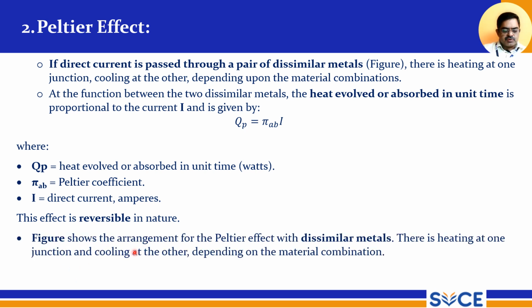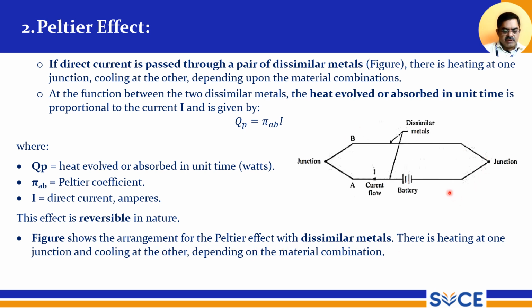So the figure shows the arrangement of the Peltier effect with dissimilar metals. Here one junction becomes a cold junction and the other junction becomes a hot junction. This is very similar to the Seebeck effect, and these are the two metals used. And this is the Peltier effect.